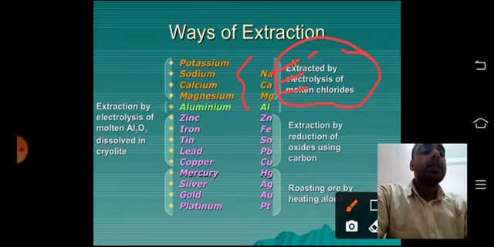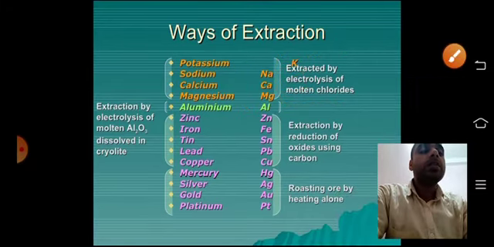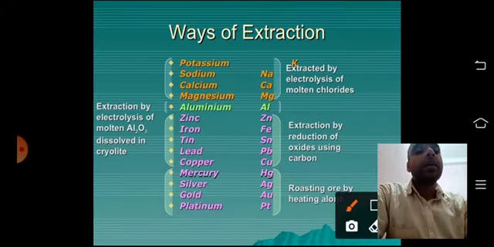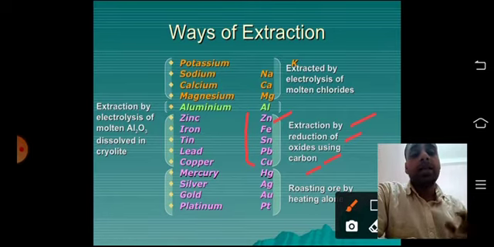Okay, NaCl, Cl2, MgCl2 are there, then they can be extracted by electrolysis. If moderately reactive elements and their ores are there, then extraction is by reduction of oxide using carbon. Simply, you will get some zinc oxide, some Fe2O3, PbO, CuO. So simply you can use a reducing agent, and that one is carbon. I have discussed that one.